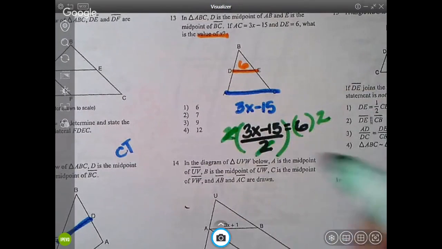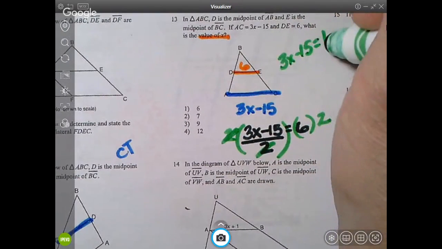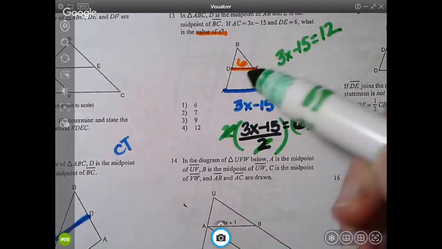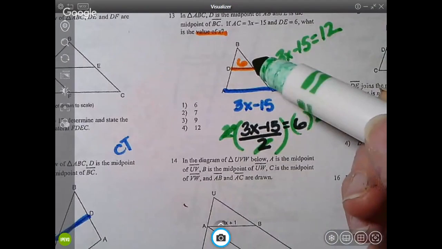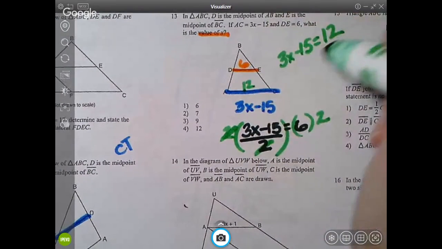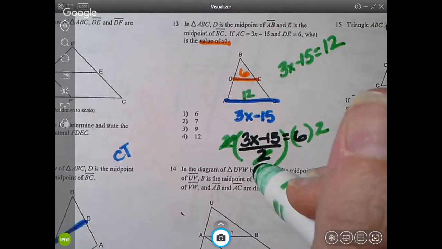So these cancel out. So you're left with 3x minus 15 equals 12. Now, what I would have done instead is I would have already multiplied the 6 by 2. So I would have just done 6 times 2, and I knew it was 12, and I would have started here. But you could also do it this way. That's an absolutely accurate way to do it.